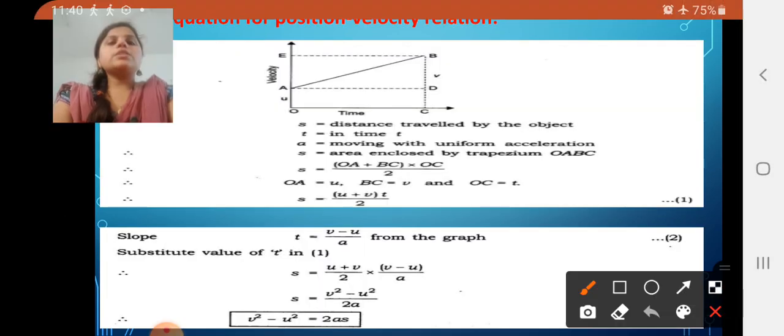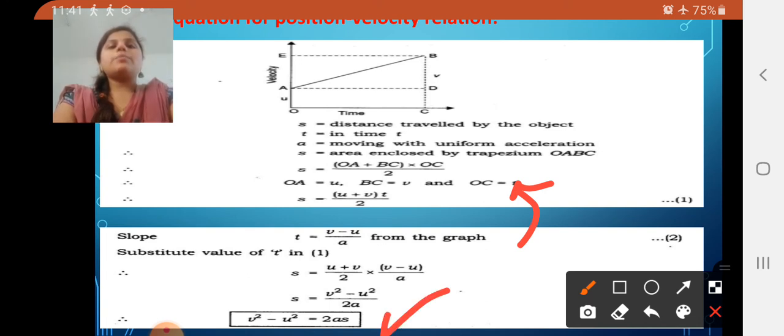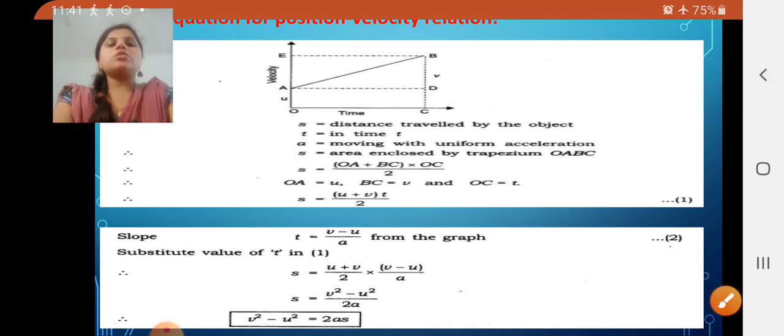So what is t here? The slope is (v minus u) by a, from the graph. So substitute the value of t in equation 1. You have to put this equation in here. Then the answer will be v squared is equal to u squared plus 2as. Dear students, these are the 3 equations we must know while solving the problems.